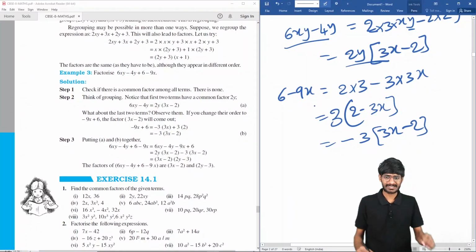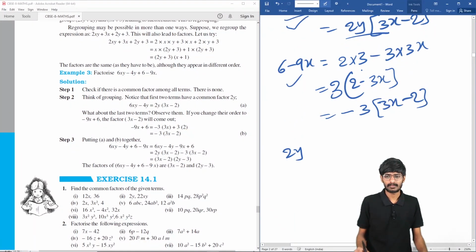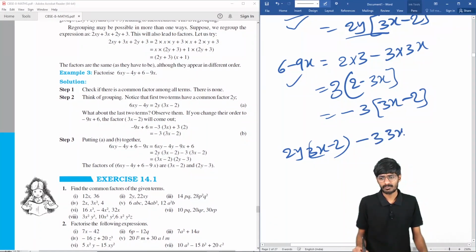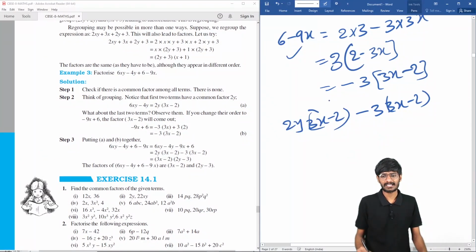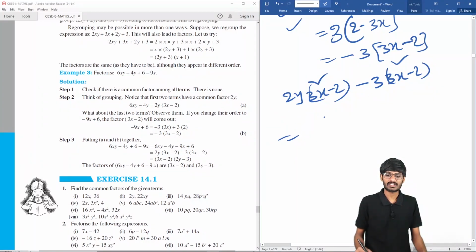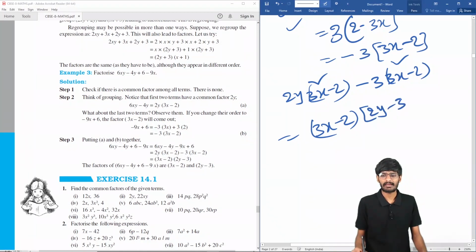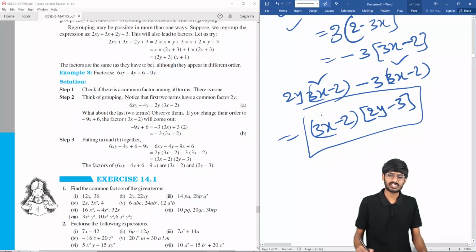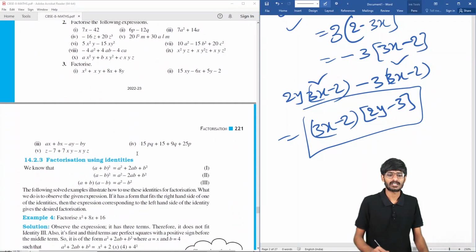So if you combine these two things, it will be 2y into 3x minus 2 minus 3 into 3x minus 2. You have to subtract these two terms, and in both terms 3x minus 2 is a common factor. If you take it out, 2y minus 3 is left. So the given expression is factorized into two factors which cannot be reduced further. Like this, students, you can do the task. That is the way of using common factors.